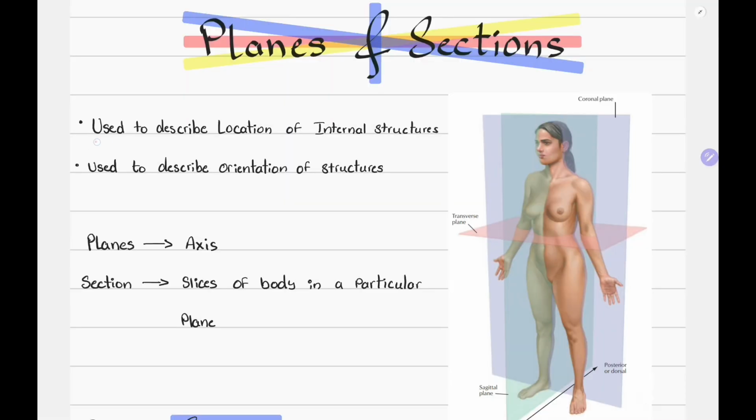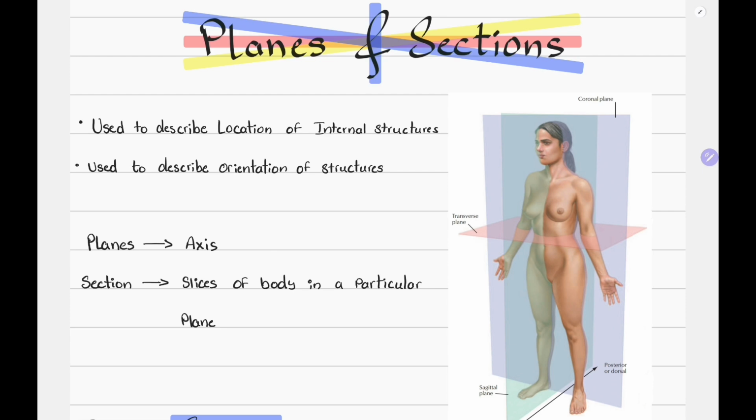Planes are used to describe the location of internal structures and the orientation of structures. If you ever think, once in a while, what would have happened if our old-age anatomists never did dissection of the human body, and throughout their lives studied only the external, what is visible outside. Up till now we would not have known the exact location of our heart, our bladder, our brain. So there comes the importance of planes and sections in understanding anatomy.